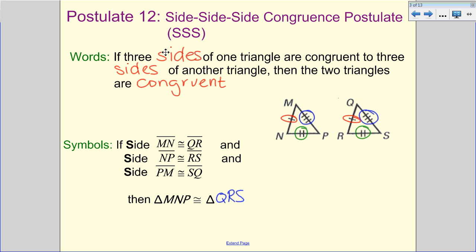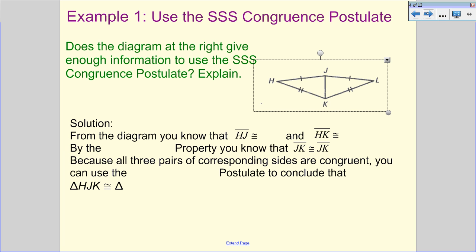Three sides that are marked as congruent in each triangle, matching up, and then we can say that the two triangles are congruent. So let's take a look at example 1. Does the diagram give enough information to use the side, side, side congruency postulate? Explain. From our diagram, we can tell that HJ is congruent to LJ. We can tell because each of them has one congruency mark. And we can tell HK is congruent to LK.